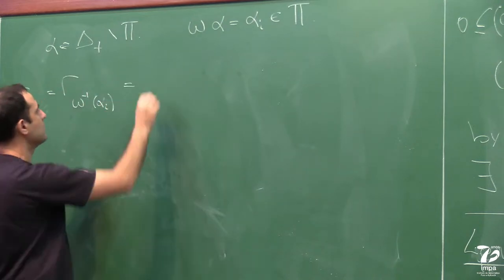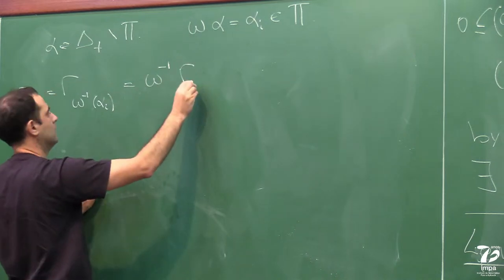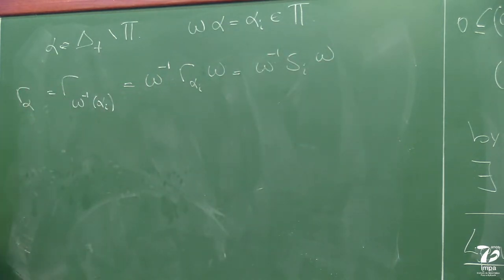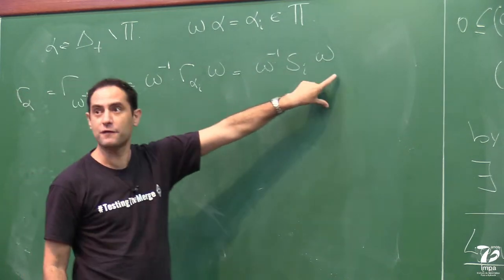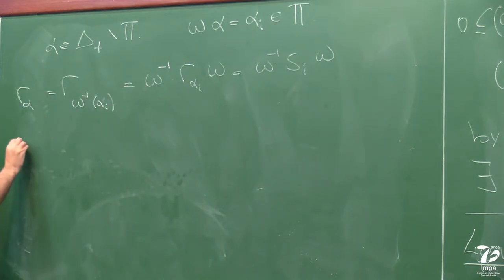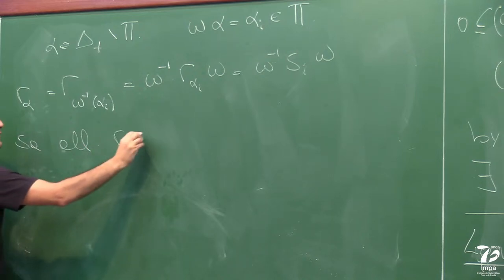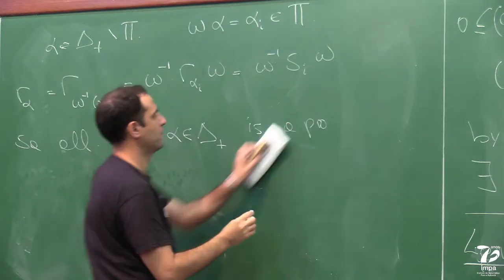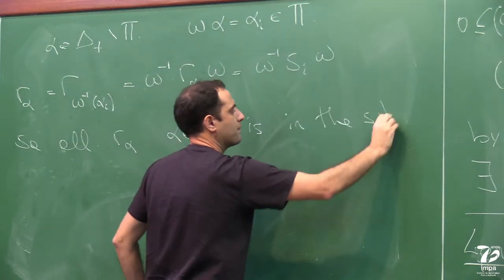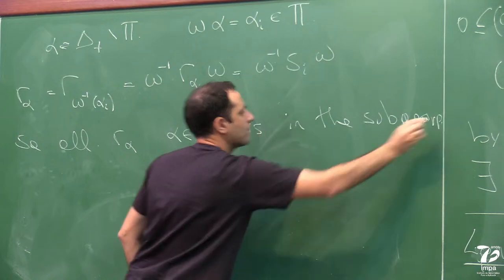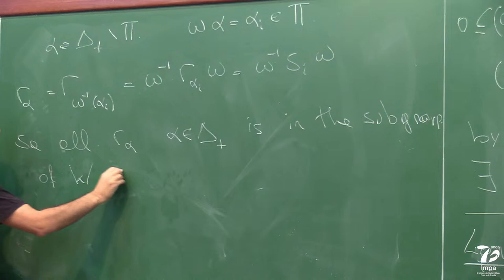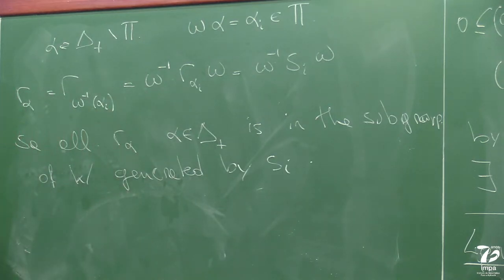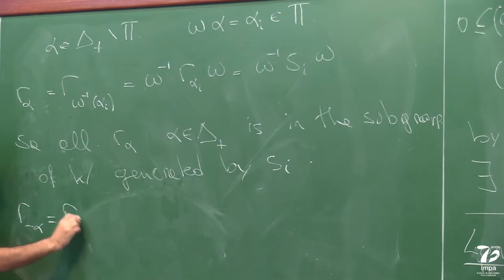And this thing is equal to W inverse R alpha I W, which is W inverse S I W. Now, every reflection for a positive root, therefore, is a product of simple reflections. So all R alpha for alpha positive is in the subgroup of W generated by simple reflections. And finally, R minus alpha is equal to R alpha because it's a reflection.